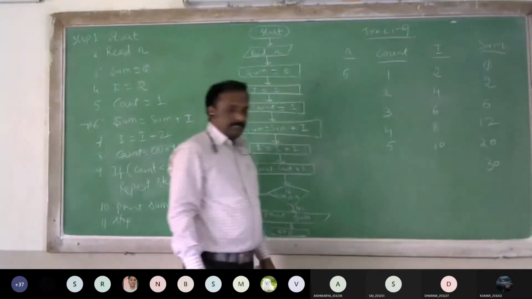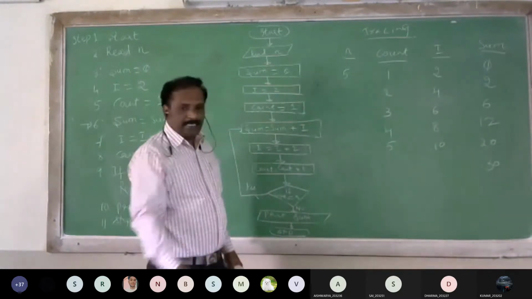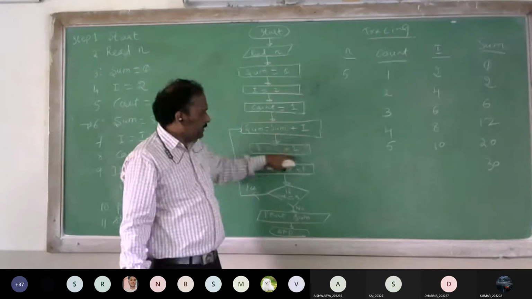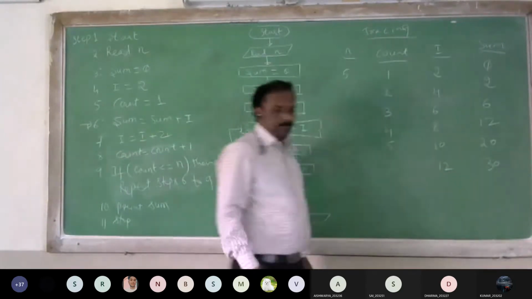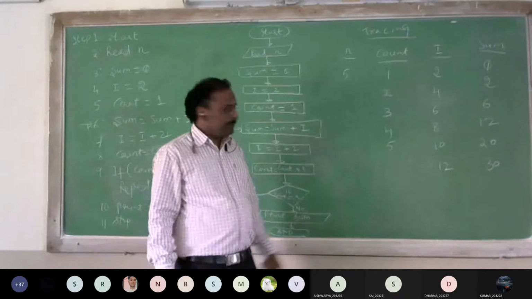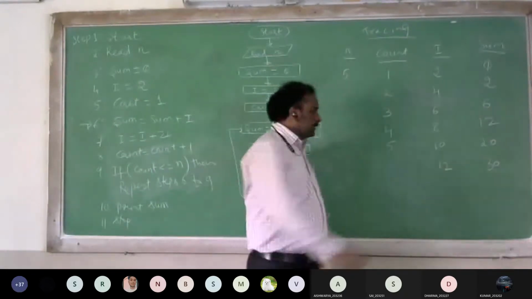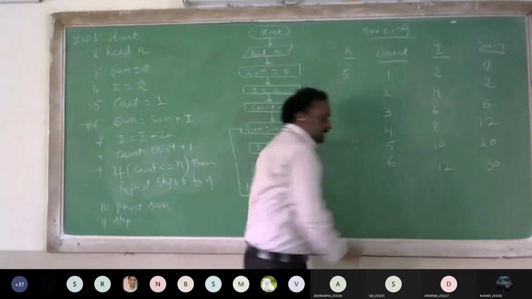20 plus 10, 30. Now get the next even number. I is equal to I plus 2. What is the next even number? Next even number is 12. 10 plus 2, it is 12. So which even number is this one? This is the sixth even number.